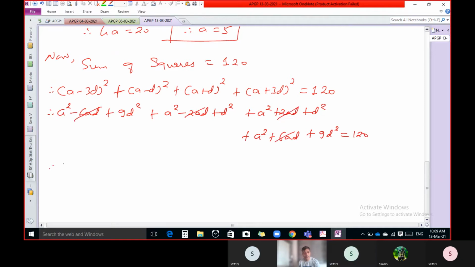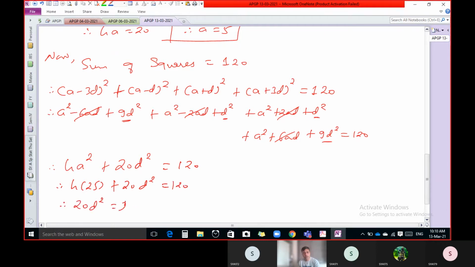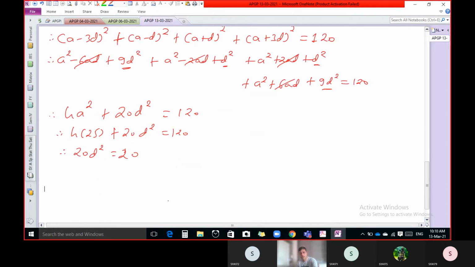We get a square, a square, a square, 4 times, 4a square. 9d square, 9d square, 18, this is 19, 20, 20d square equal to 120. Put a equal to 5. So 5 square is 25, 4 into 25, that is 100. Subtract 100 from 120 here, so we get right side 20.